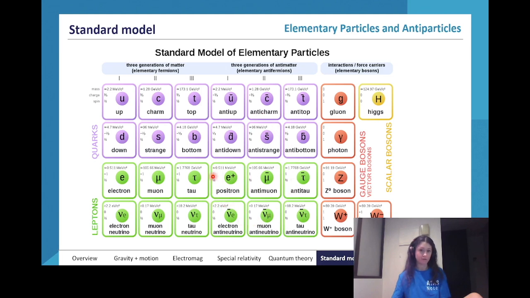And all of our antiparticles are going to have the same mass but the opposite charge of all of our original particles. And then we also have our 4 force carriers, or our gauge bosons, and these carry our forces. So the one you might be most familiar with is the photon, which is the gauge boson for light.